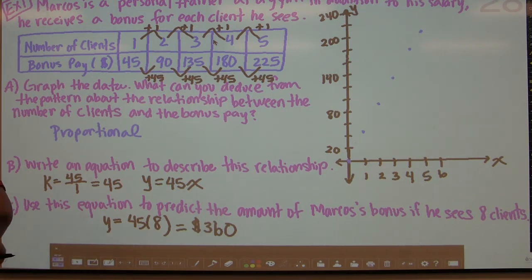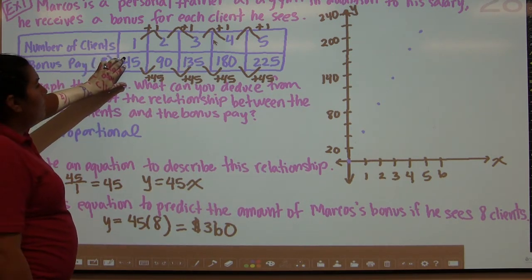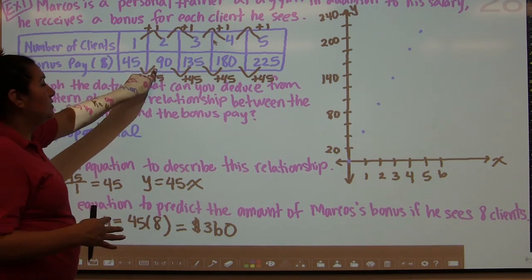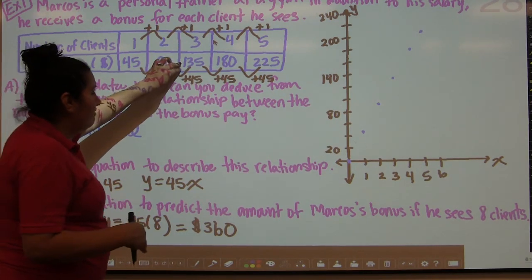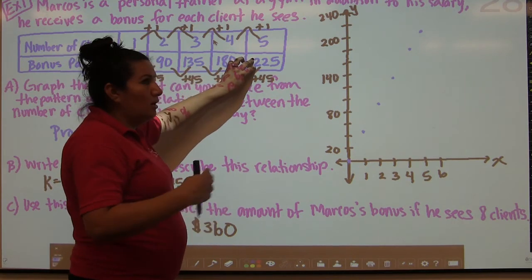In other words, if I go 1 over 45, I get 1 over 45. But if I go 2 over 90, that fraction is going to reduce to 1 over 45. 3 divided by 135 is 1 over 45. 4 divided by 180 is 1 over 45. And 5 divided by 225 is also 1 over 45.